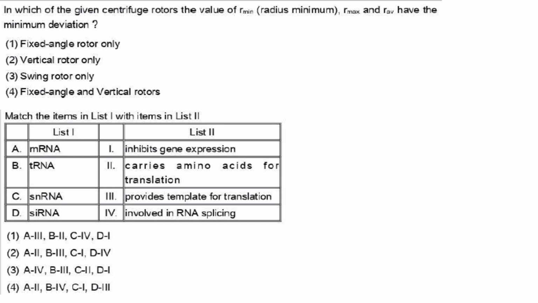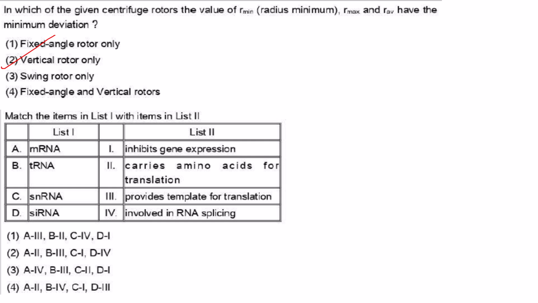Then, which of the following, in which of the given centrifuge rotors do the values of R min, that is radius minimum, R max, radius maximum, and R av, that is average radius, have the minimum deviation? So it is the vertical rotor only. So the answer is option 2.